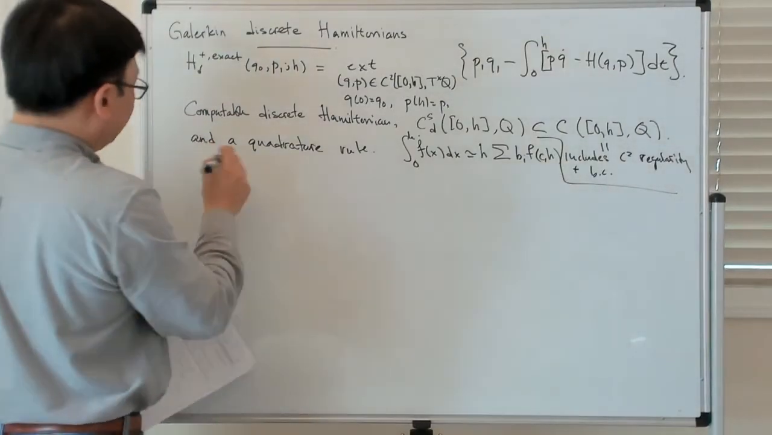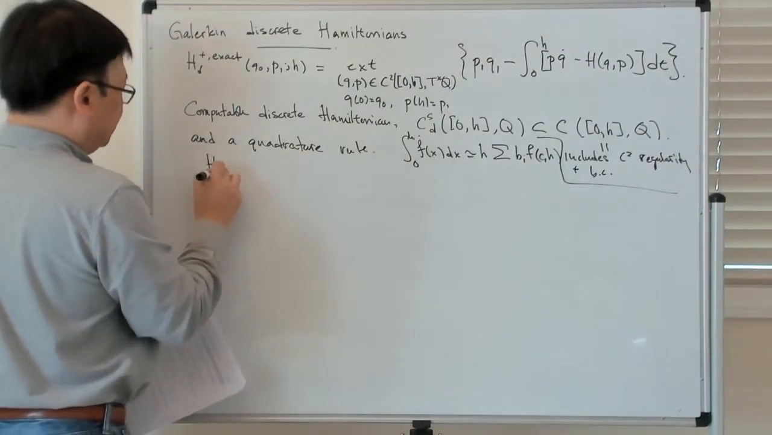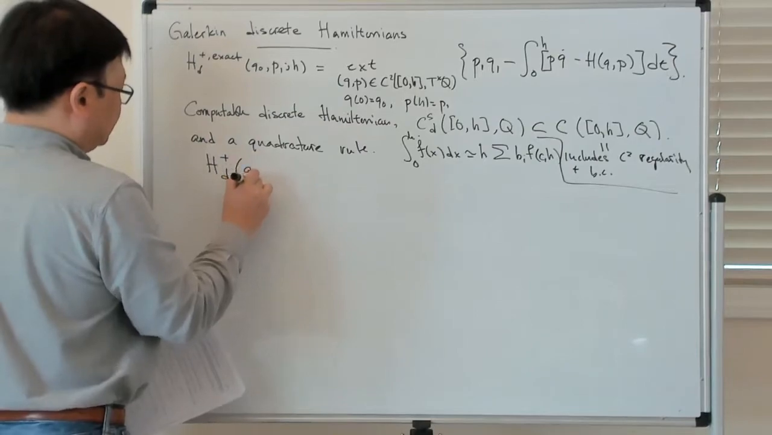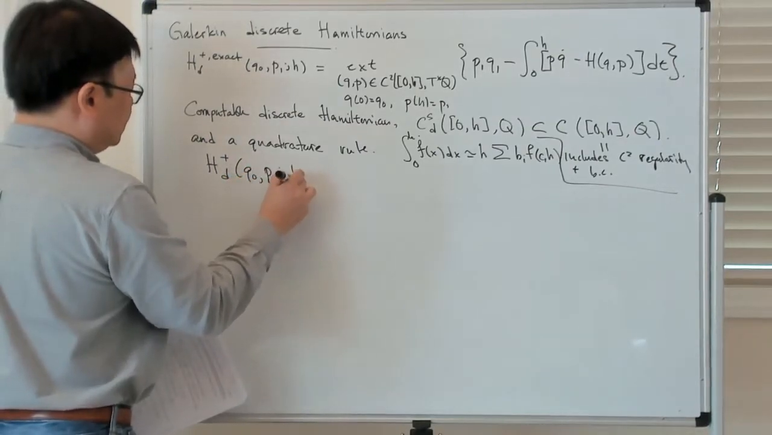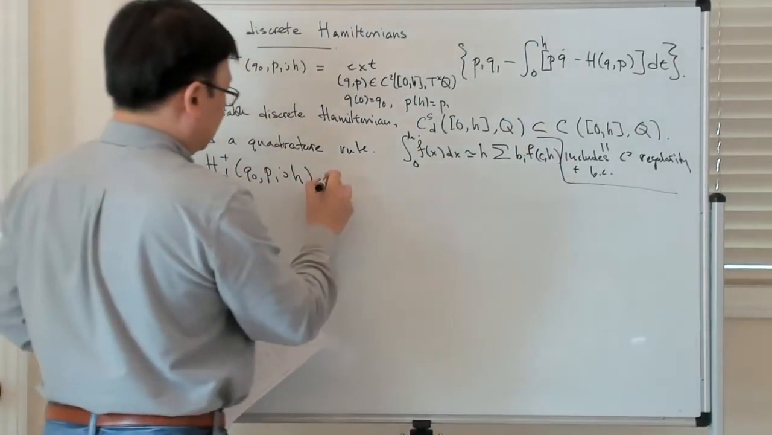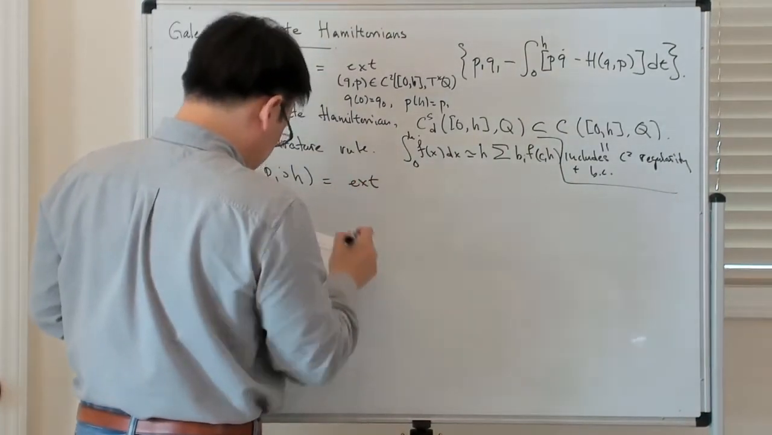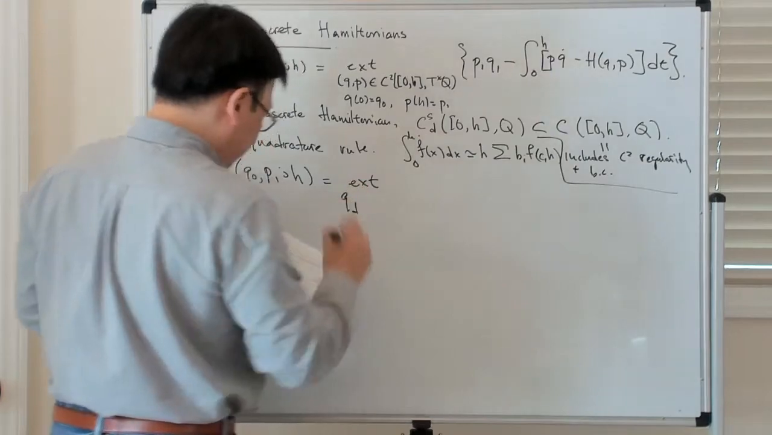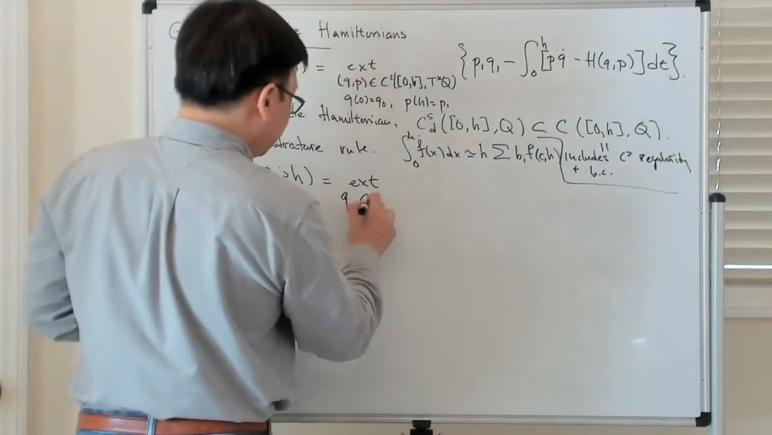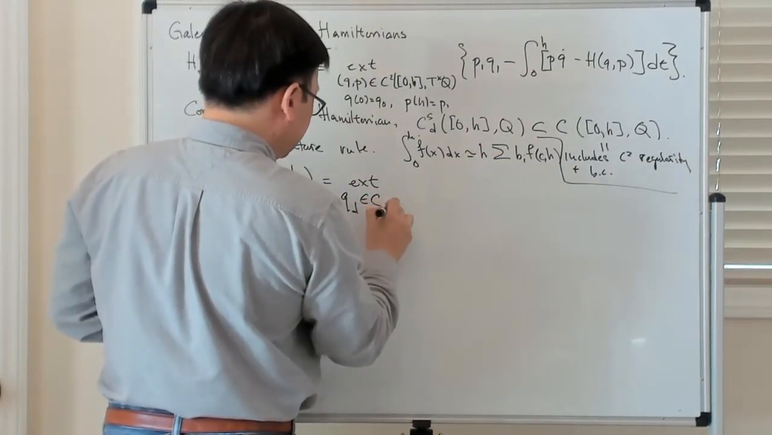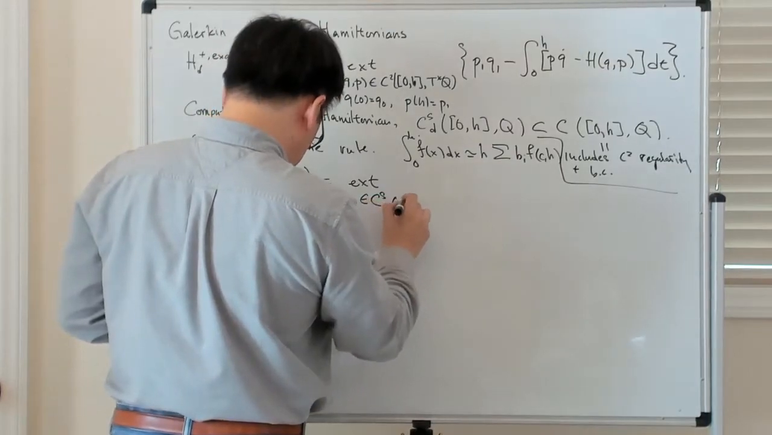Then you have a computable discrete Hamiltonian, which I denote by H_d^+. It depends on q0, p1, and implicitly depends on the time step h. And this is equal to the extremum over what I call q_d, which is in this finite dimensional subspace, C_d^s.